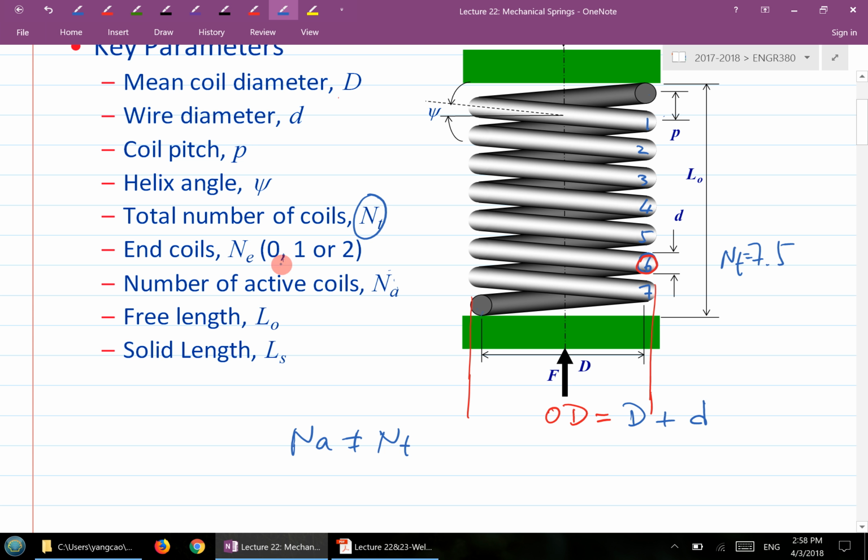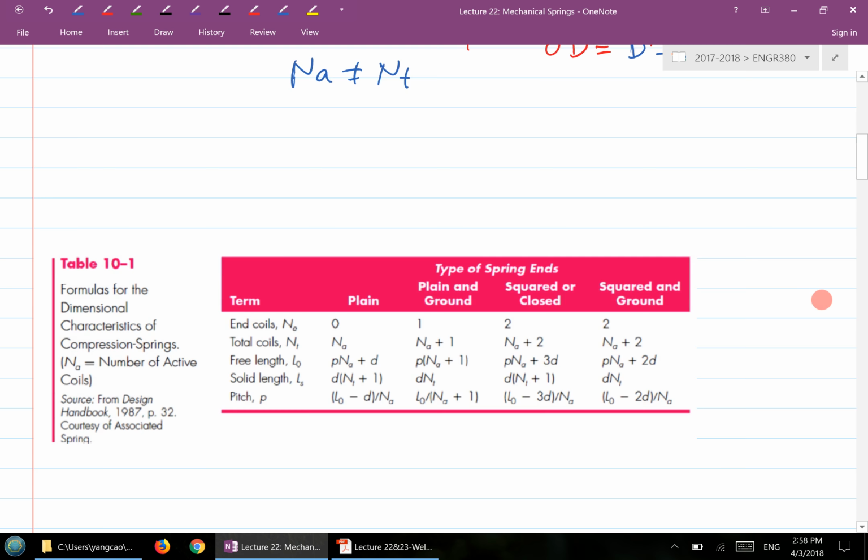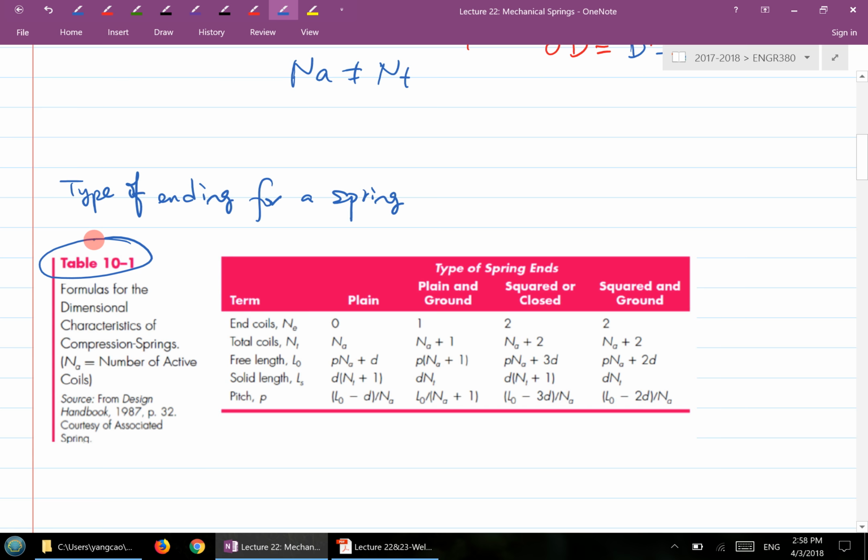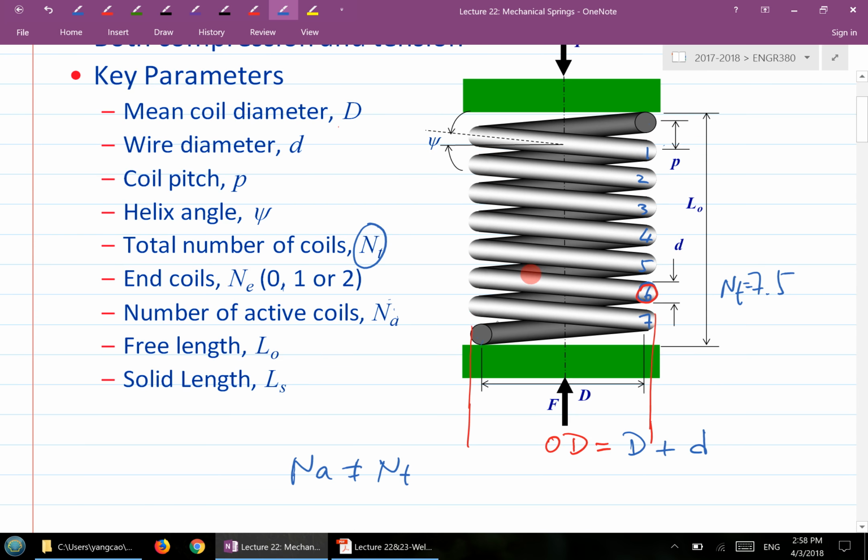So let's take a look at what we mean by the different endings for the coil, and how that relates to the number of active coils. Let's take a look at this one here. This table 10-1 is basically the type of ending. There are 4 different types. Plane, so the plane is this one here. This is a plane ending. There's no additional process done to the ending of the spring.